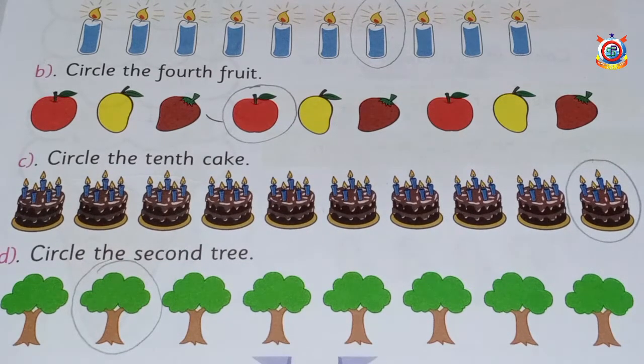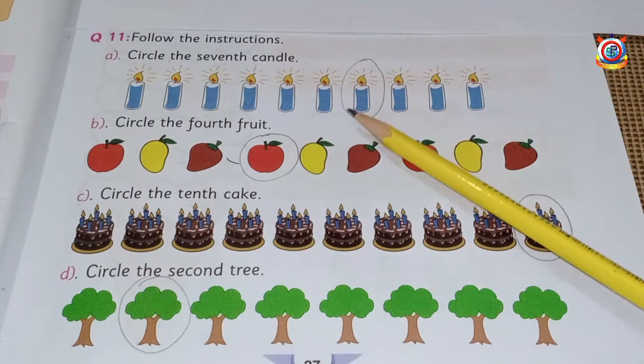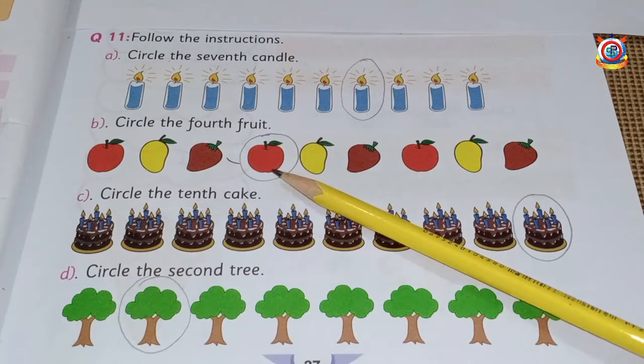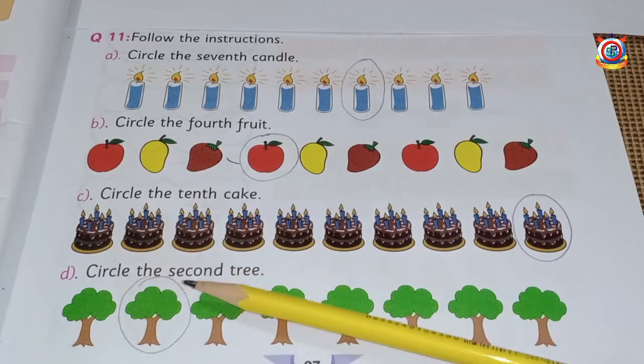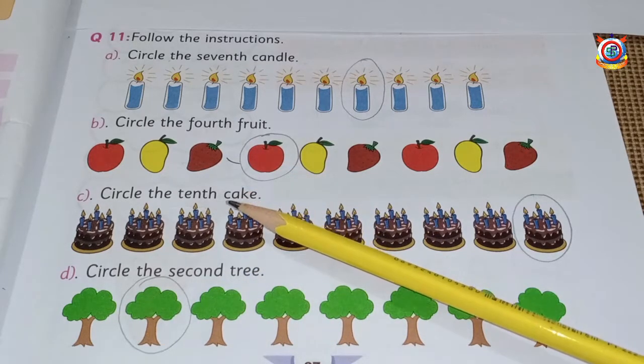Very good, students. Now you can see we have circled according to the given instructions. We have circled the 7th candle, the 4th fruit, the 10th cake and the second tree. Okay students, very good. Complete your work.